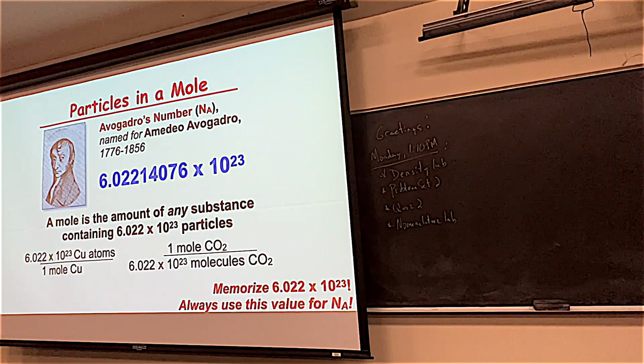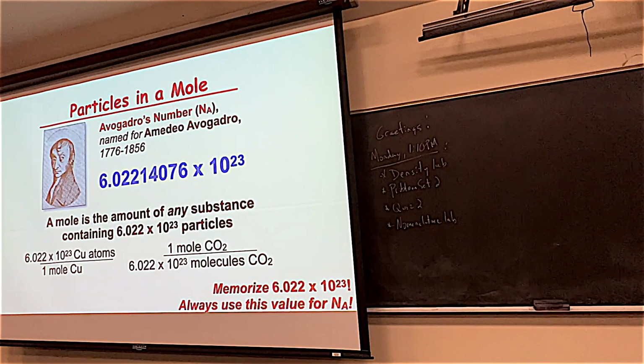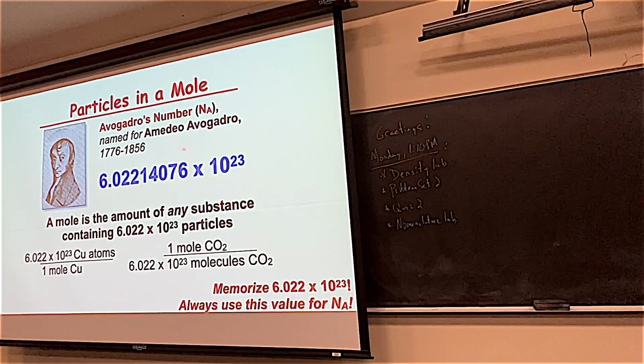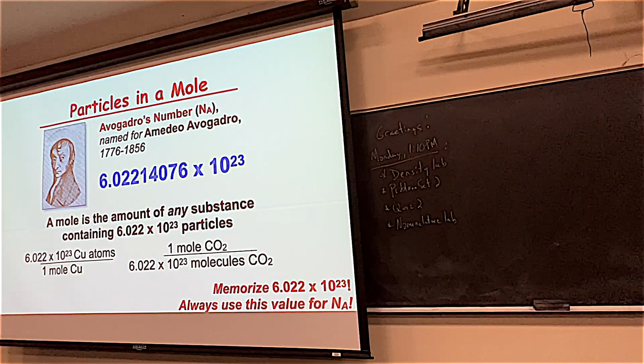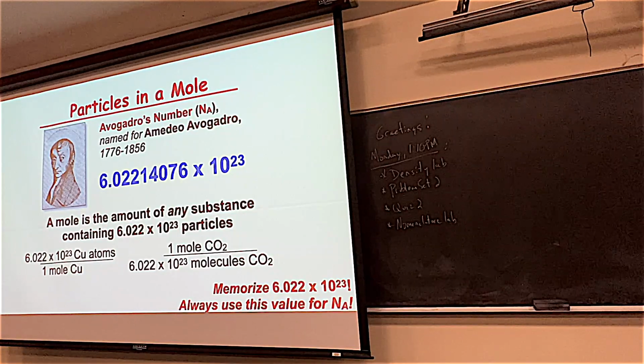So while a dozen is 12, Avogadro's number, which is the number used for the mole, is 6.022 times 10 to the 23rd. Now, this is experimentally determined. It keeps changing all the time, but it's the latter digits that keep changing, not the first ones. So in Chem 221 through Chem 223, you've got to memorize 6.022 times 10 to the 23rd, because this is a number we're going to use over and over.